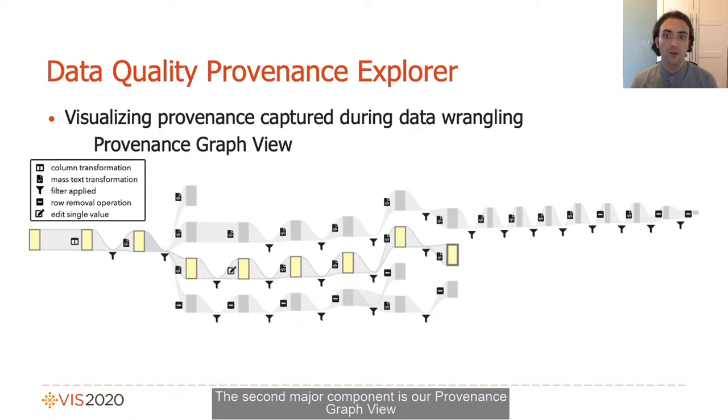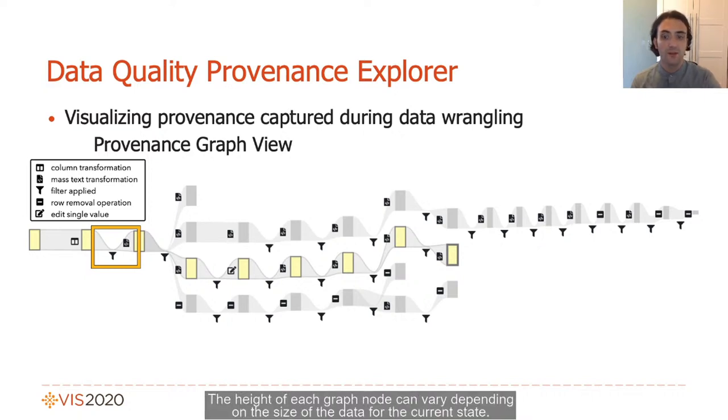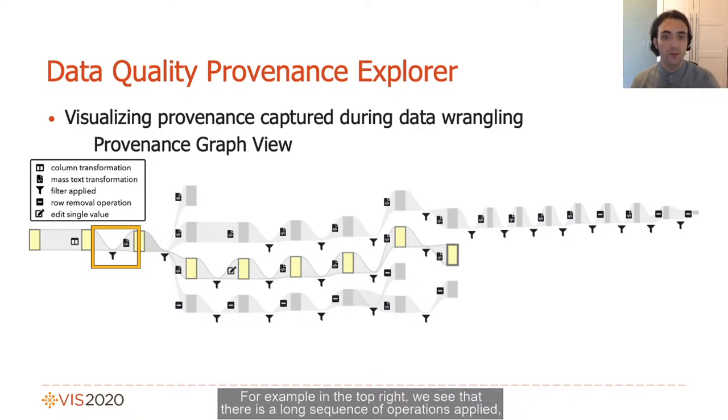The second major component is our Provenance Graph View. This view lets the user explore each state the data was in during the data wrangling process. Icons show the type of operation that has been applied, and edges connecting the different graph nodes also give the information if the data was filtered before an operation has been applied. The height of each graph node can vary depending on the size of the data for the current state. For example, in the top right, we see that there is a long sequence of operations applied, but also that there is a significant decrease in data size as a result of multiple row removal operations that were executed.